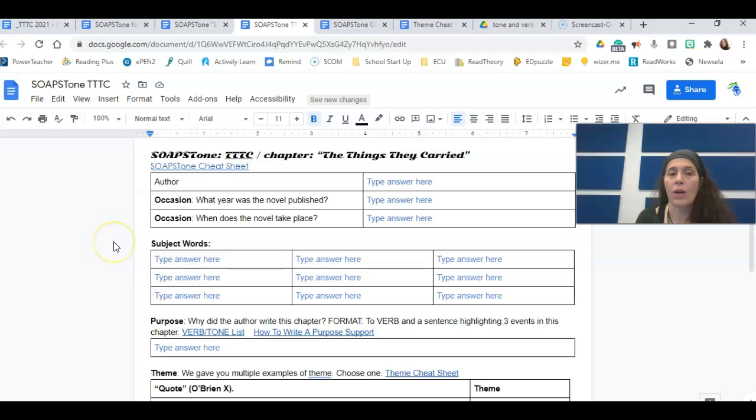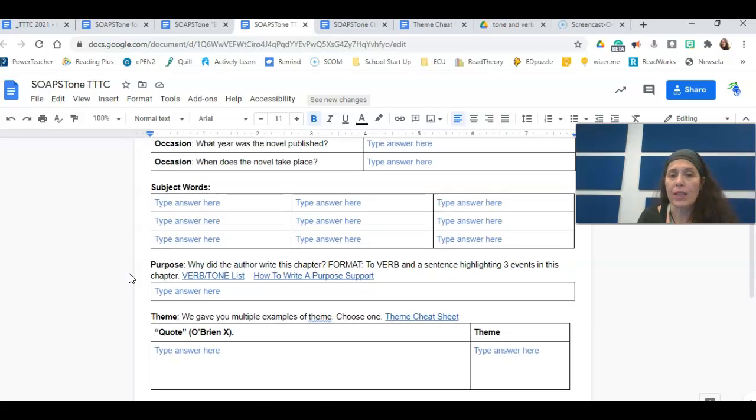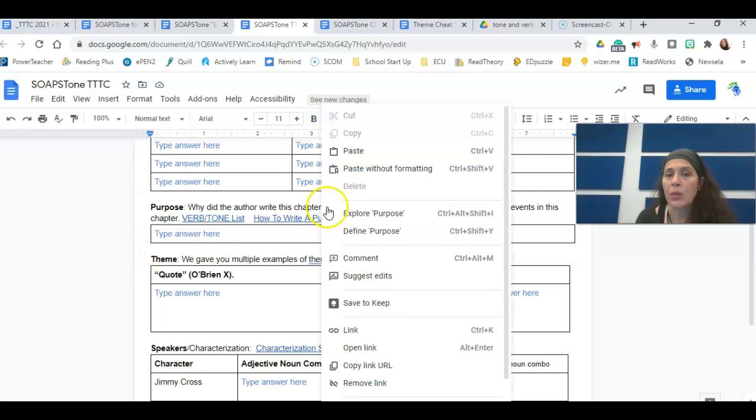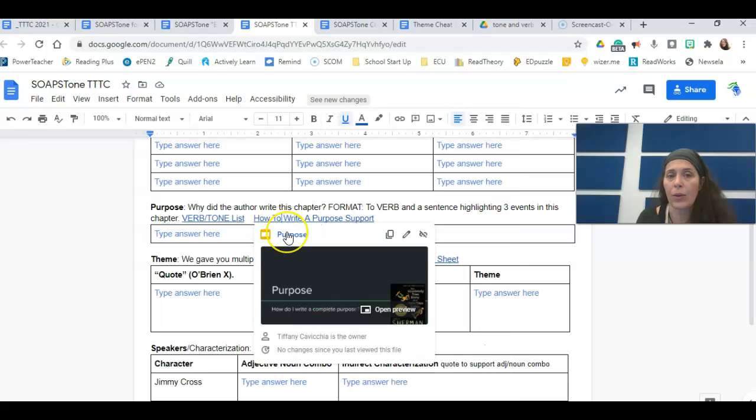Here is a soapstone. Here it's asking you for the author, the occasion. We talked about the occasion. When, why was it published? Subject words, we discussed those. Those are just going to be single words or two words put together, however you decide to do that. And the purpose. Now, we want you to write the purpose the way we described it. I gave you a couple of examples just a second ago.